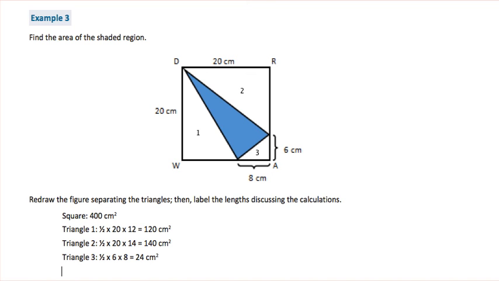And then for our final calculation, we'll take the area of the square, subtract each of the triangles, and we find that the shaded area is 116 square centimeters.